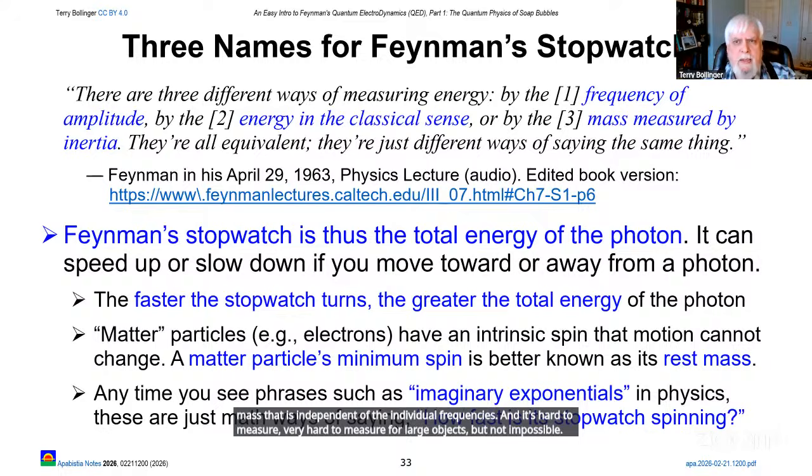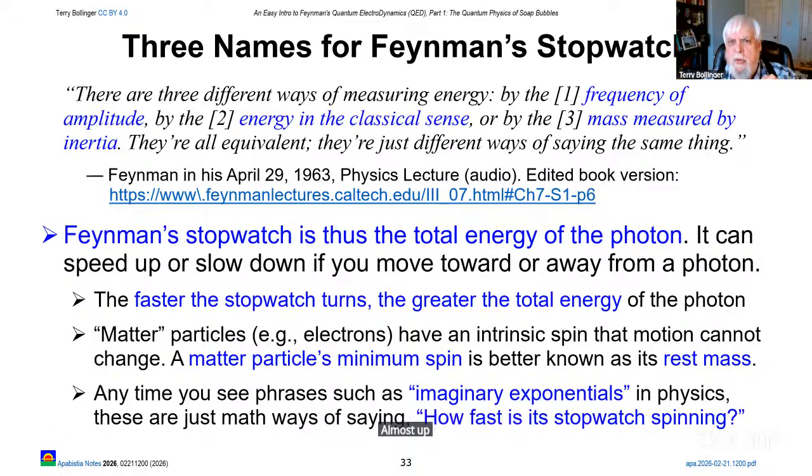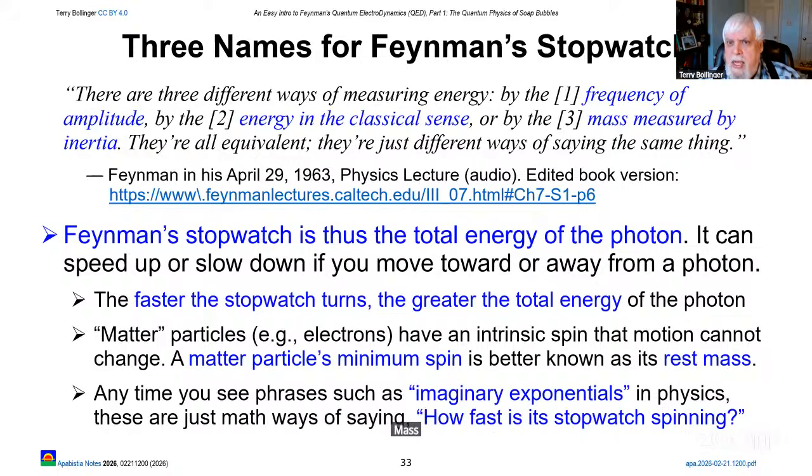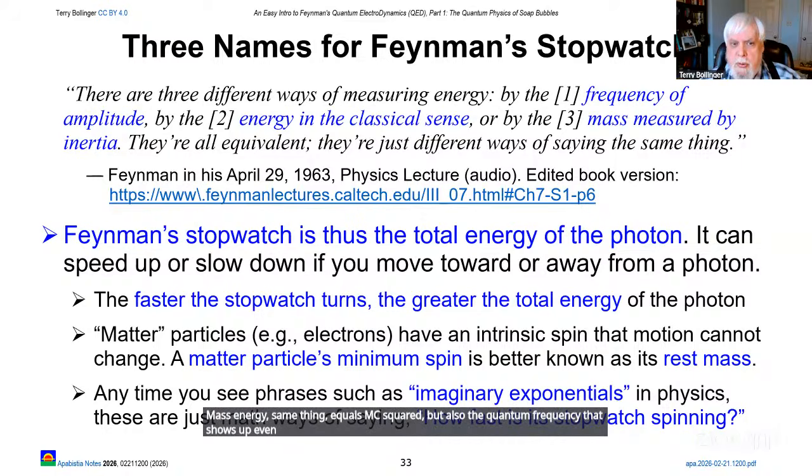People can get almost up to dust-sized particle ranges these days on measuring this special frequency. It shows up in double slit experiments. So three ways of defining mass and energy. Mass energy, same thing, equals mc squared, but also the quantum frequency that shows up even in soap bubbles.